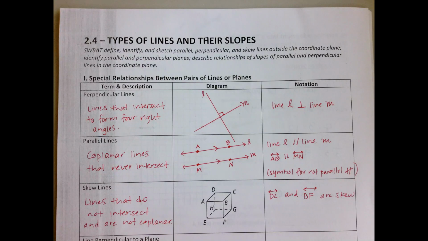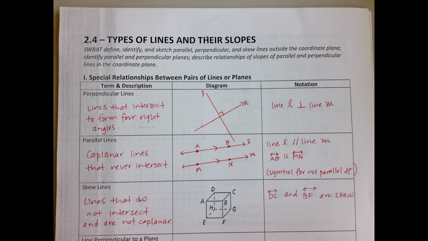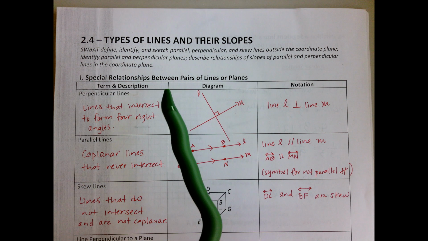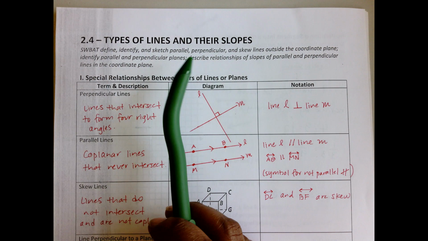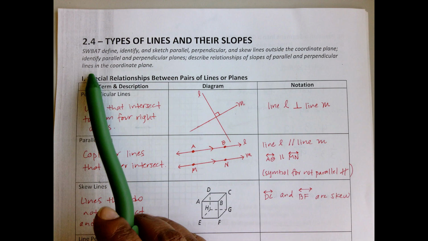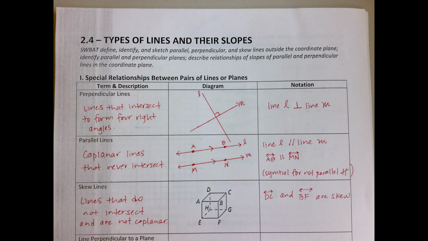Hey scholars, today we are going to be talking about lesson 2.4, which is types of lines and their slopes, okay? The goal of this lesson is for you to be able to identify and sketch and be able to define what a parallel line is, what perpendicular lines are or planes, and skew lines outside of the coordinate plane. Okay. Also to identify parallel and perpendicular planes and describe relationships of slopes of parallel and perpendicular lines in the coordinate plane. So let's get to it.